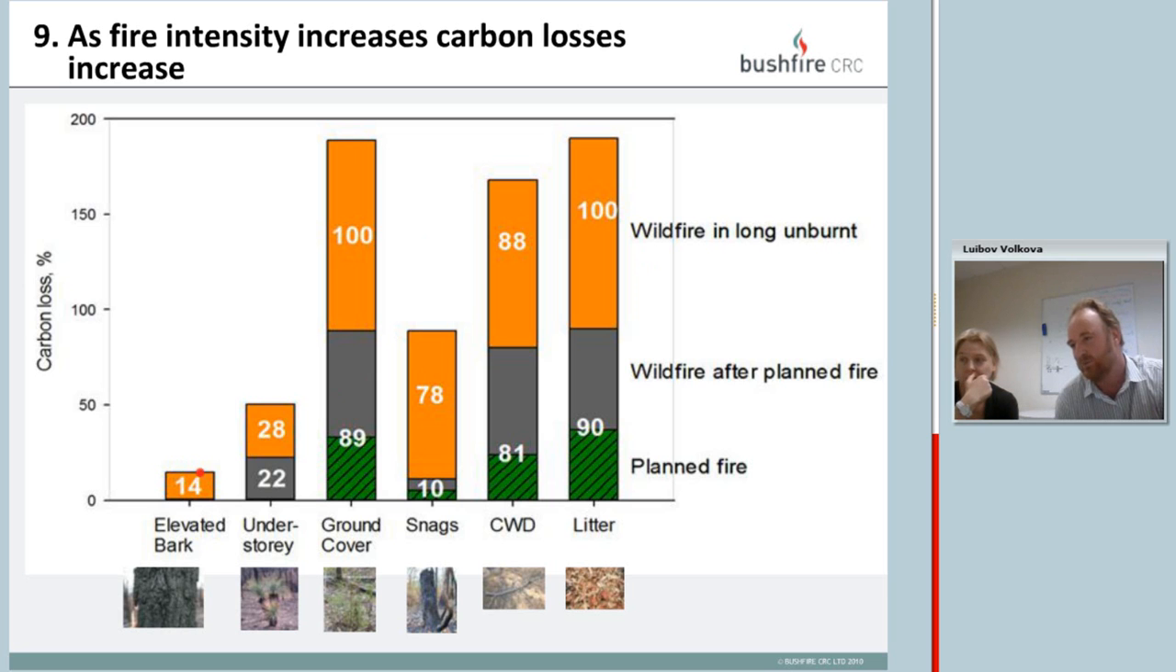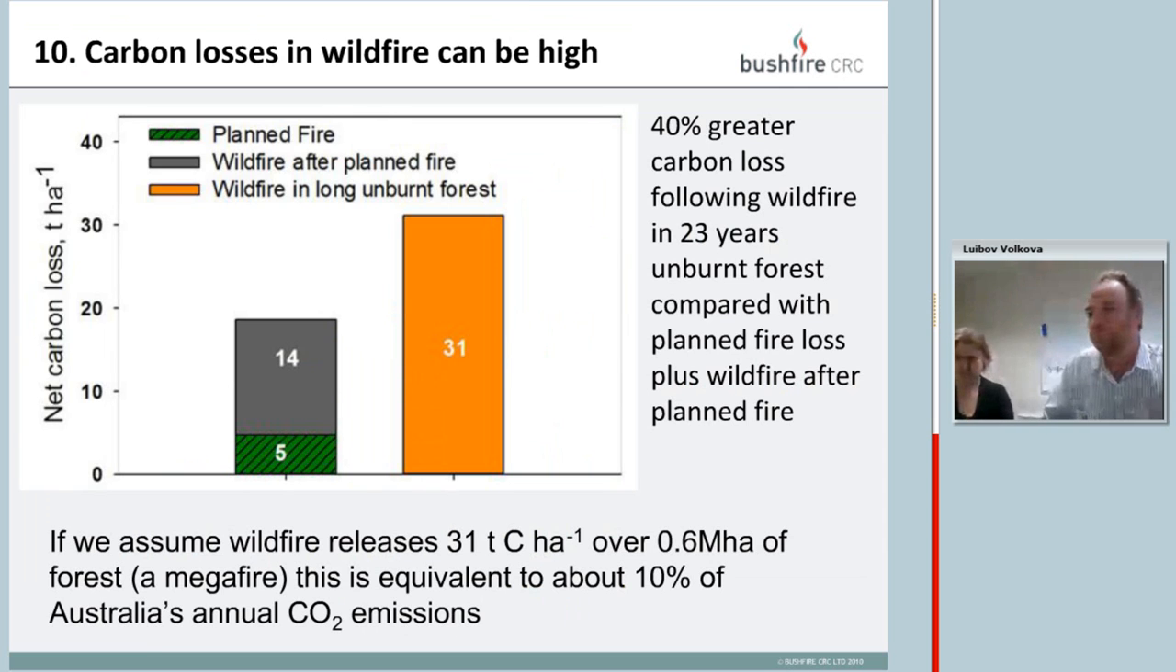It also causes a much greater loss of understory, particularly smaller sized understory components, and a much higher percentage of elevated bark. The case of wildfire after planned fire is intermediate between these two extremes. So we'll just try and put that into perspective in the next slide again.